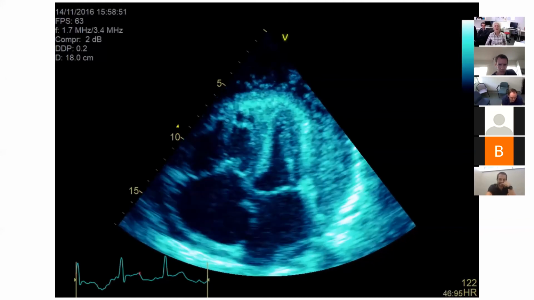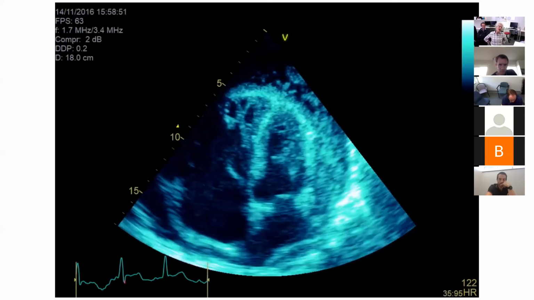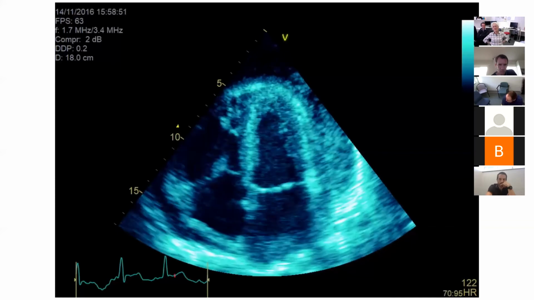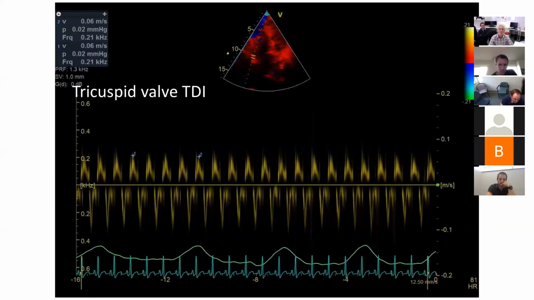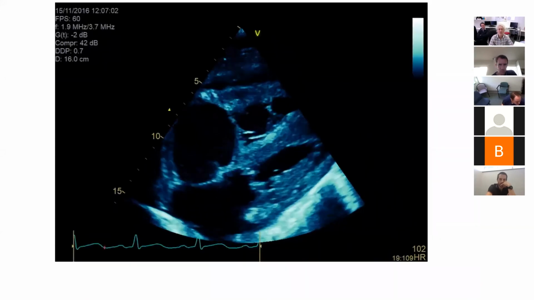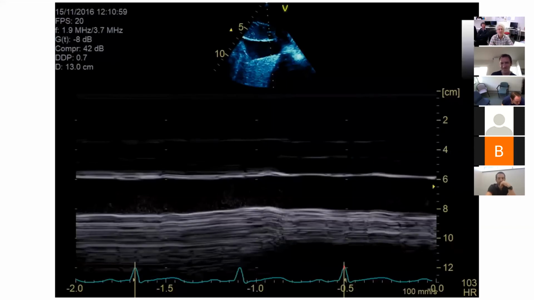So in summary, he possibly, maybe not, had tamponade, but he definitely had an infected pericardial effusion. Does anyone want to ask any questions that I can't actually answer? That's a good case.